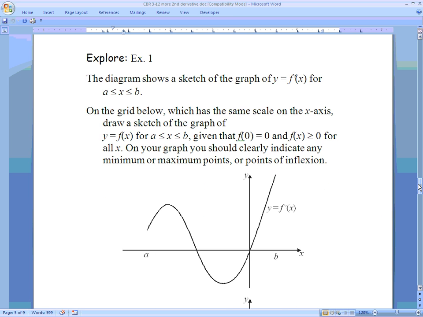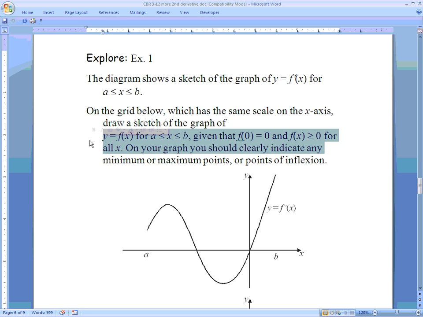So what we're going to start with is this example, an actual IB question. The diagram shown below shows a sketch of the graph y equals f prime of x between a and b. So f prime of x is slope. So it's a graph of the slopes. You input an x and you get out slopes, because it's the derivative, f prime of x, all slopes. On the grid below, which has the same scale on the x-axis, draw a sketch of the graph y equals f of x. So they're giving us a graph of slope, and they want us to actually graph the original equation, y equals f of x.